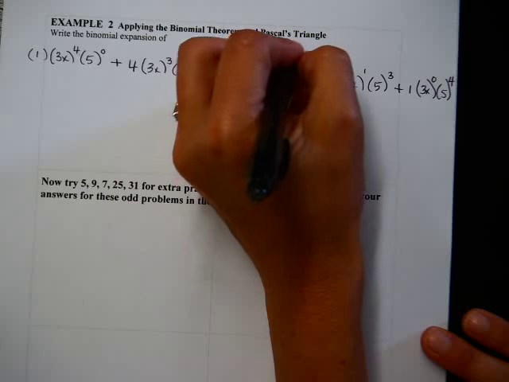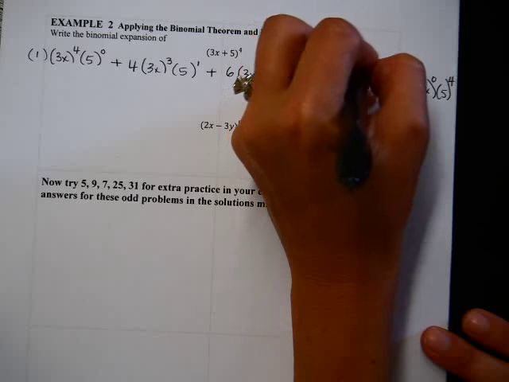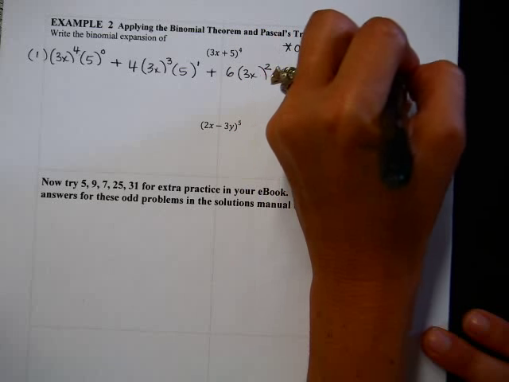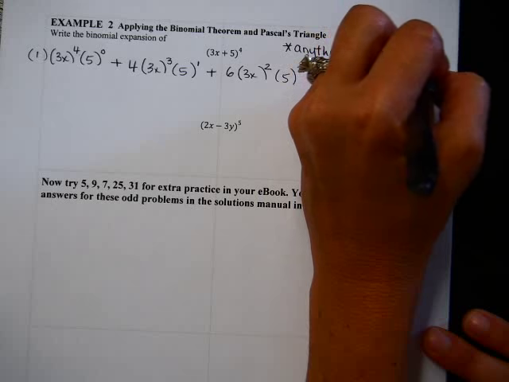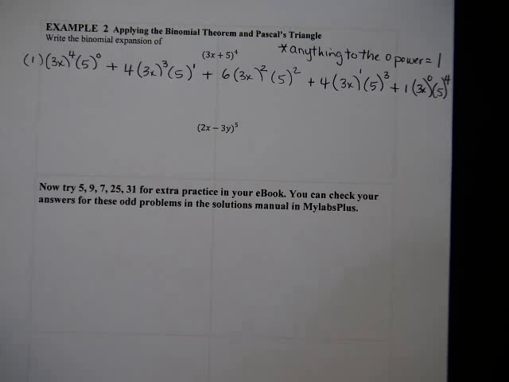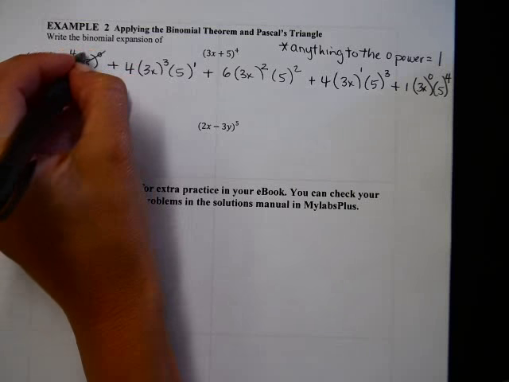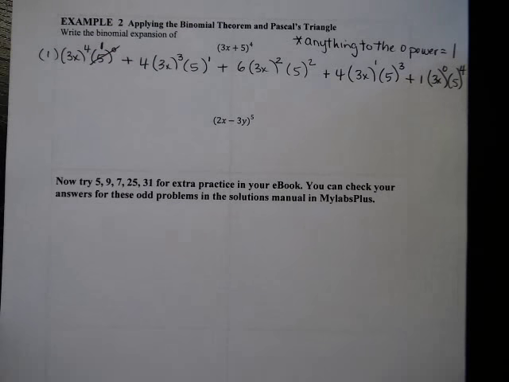Alright, you may want to make yourself a note. Anything to the 0 power, or exponent, is 1. If you don't remember that. So, now what I'm going to do is I'm going to use my calculator to do this multiplication for me. So here, anything to the 0 power, so that piece goes to 1. So stick the rest of your numbers in your calculator.